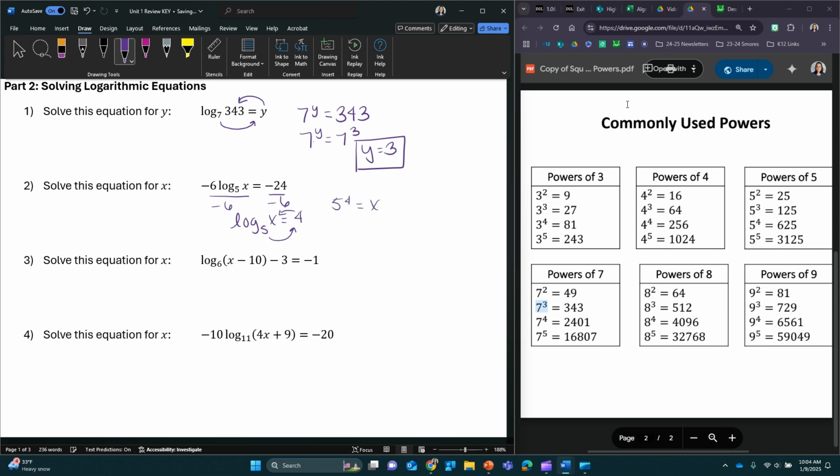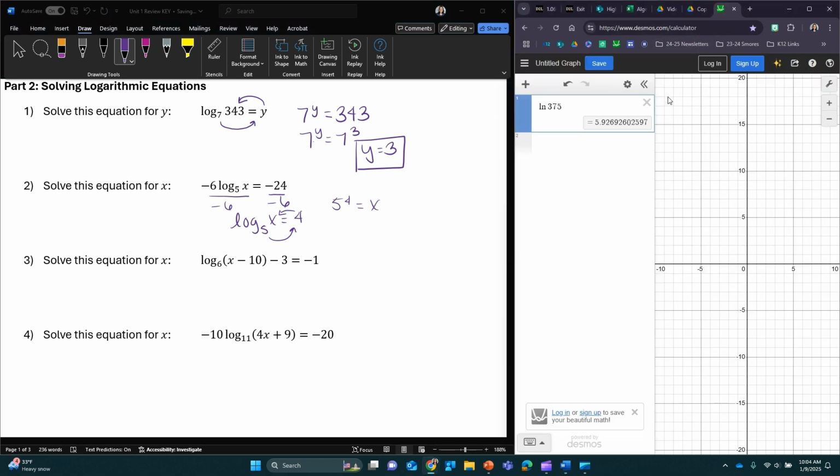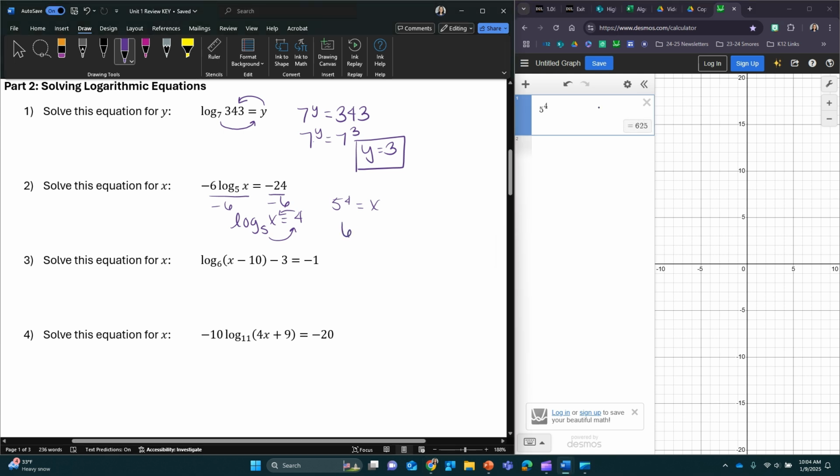Okay, well, when we have 5 to the fourth is equal to x, we can actually use Desmos to help us figure that out. We can just calculate 5 to the fourth, and you can see that's telling us that 625 is equal to x. Now let's try number 3.